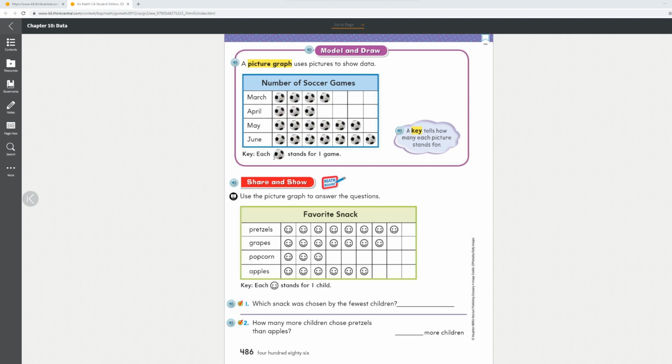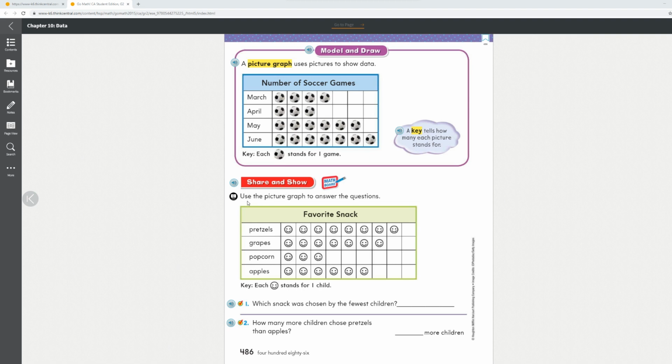So if each soccer ball stands for one game, how many games do we have in March? Well, all we have to do is count by one since one soccer ball is the same as one game. So we can count them. 1, 2, 3, 4. So we know that in March we had 4 soccer games. And you can do that for all of the months. So April, all we do is count 1, 2, 3, and we know that we had 3 games in April. So that's how we use a picture graph.